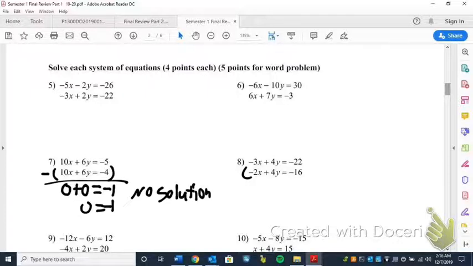With 8, what you're going to need to do is multiply or subtract the bottom one. You can multiply it by negative 1 and add, or just subtract. So you get negative 3x minus a negative 2x. So that gives you negative x. 4y minus 4y is 0. Negative 22 minus a negative 16 turns into negative 22 plus 16. So we get negative 6. Multiply both sides by negative 1, and we get x equals 6.